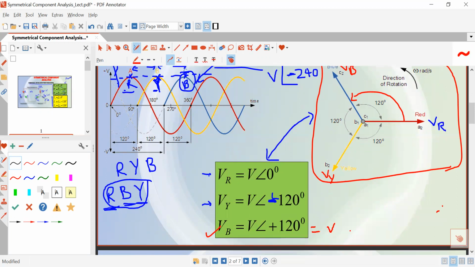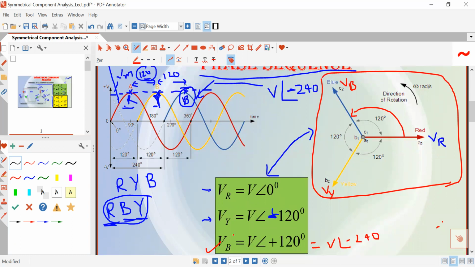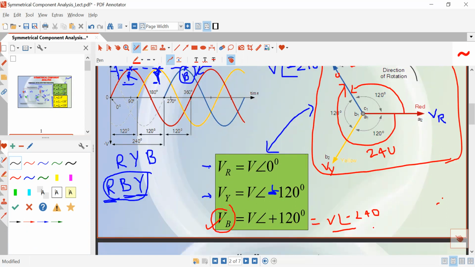This is V angle minus 240. Now, one thing you must note here for the phase voltage of phase B. If you measure this vector in clockwise direction, then this angle will be 240. That is why I have written minus 240, because you are measuring the angle in clockwise direction.